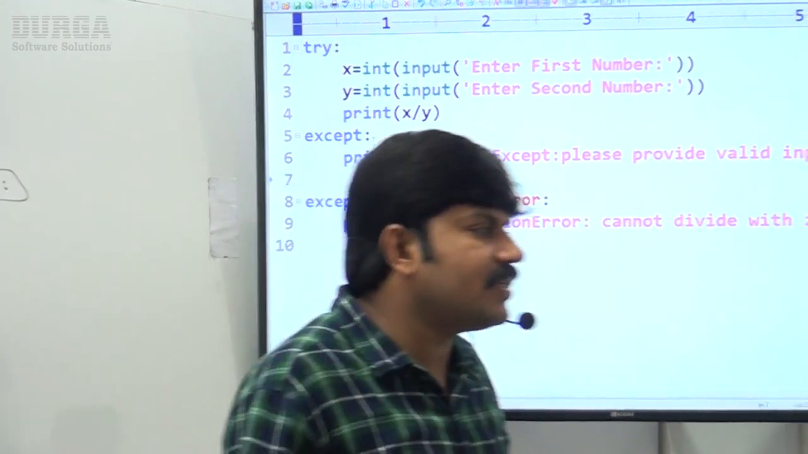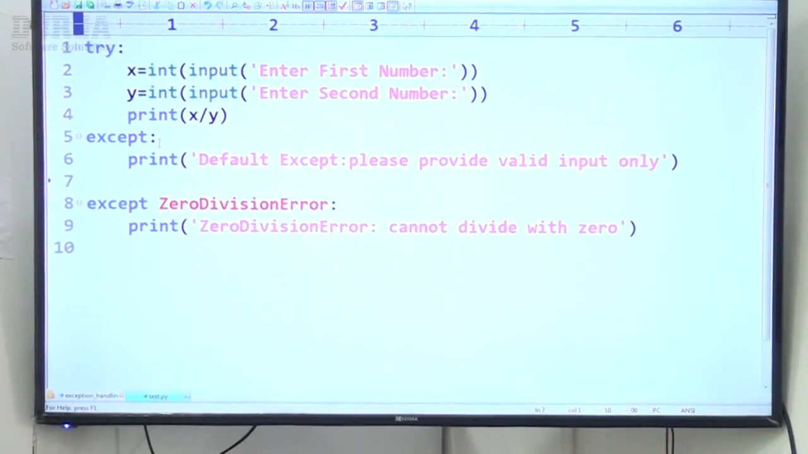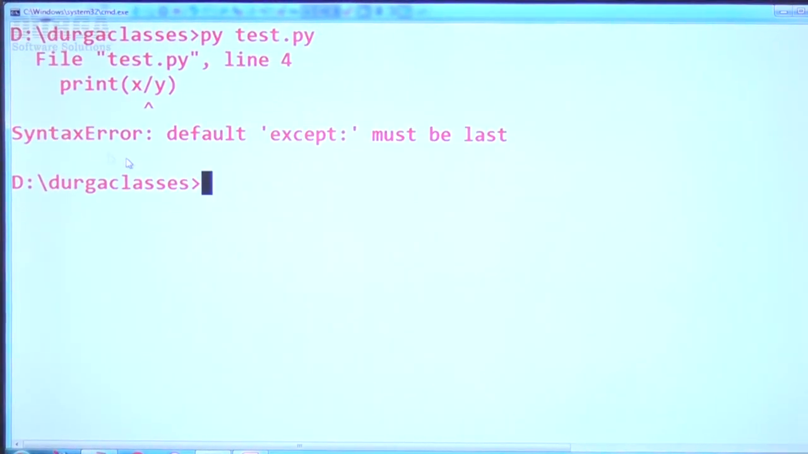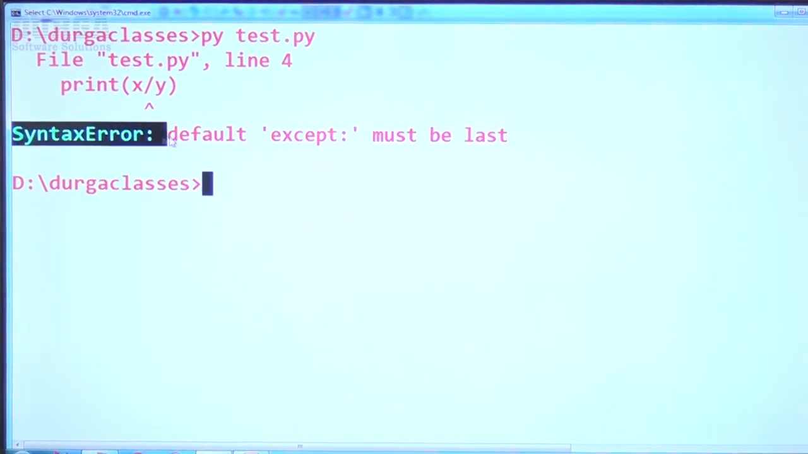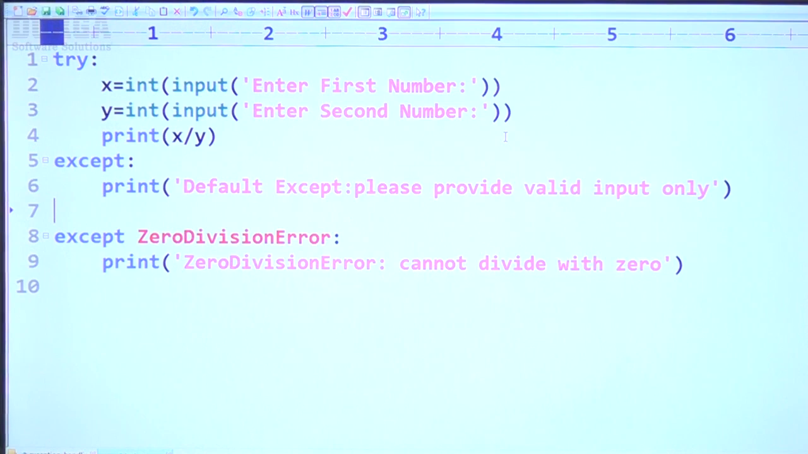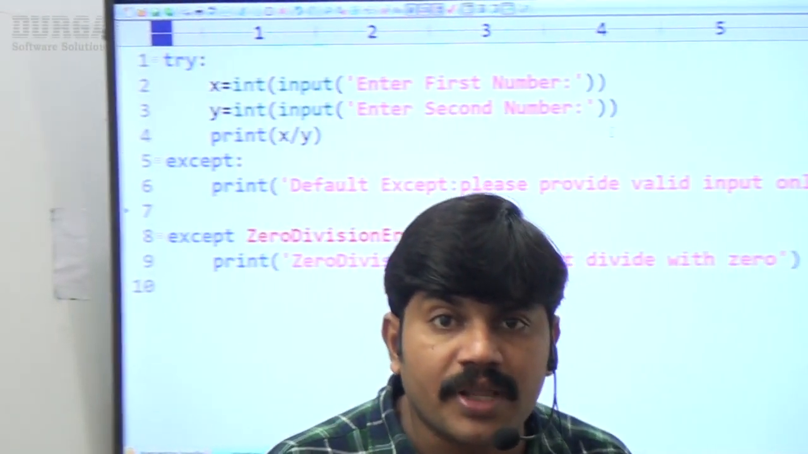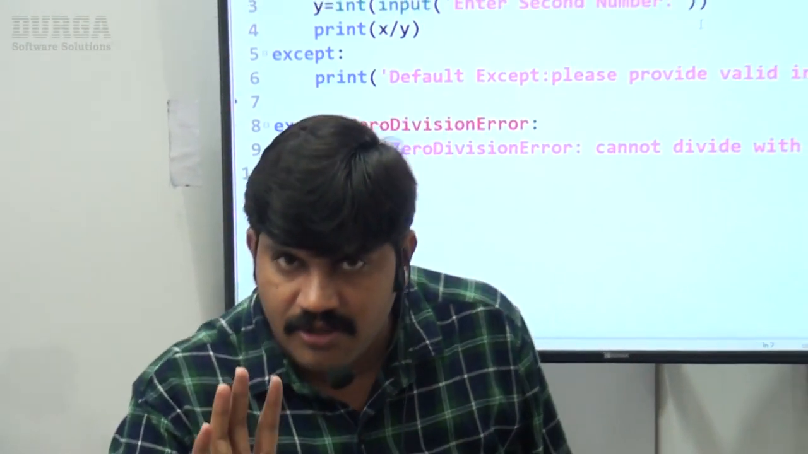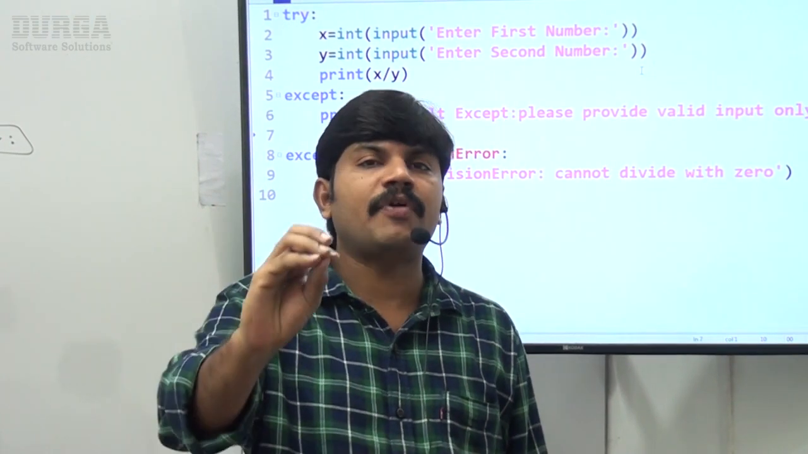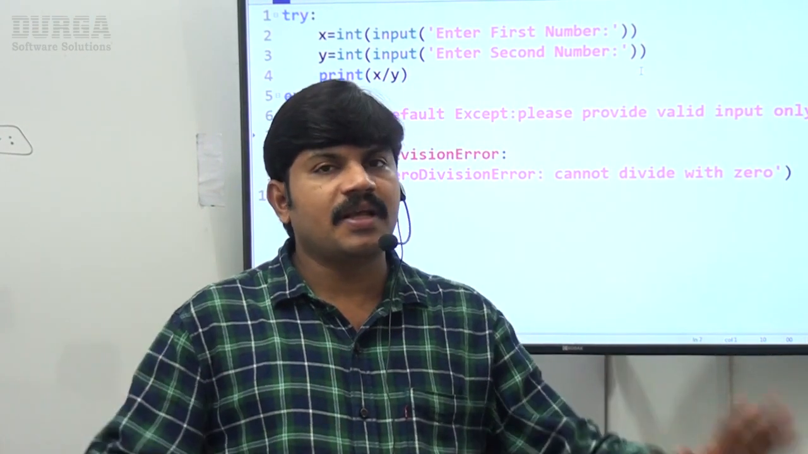That's why have a look once here. The point is, observe carefully. Syntax error: default except block must be last. Default except block must be last. So clearly it is telling us, boss, you have to take the default except block at last. Are you able to understand? But this rule is applicable only for the default except block, not for the remaining except blocks.